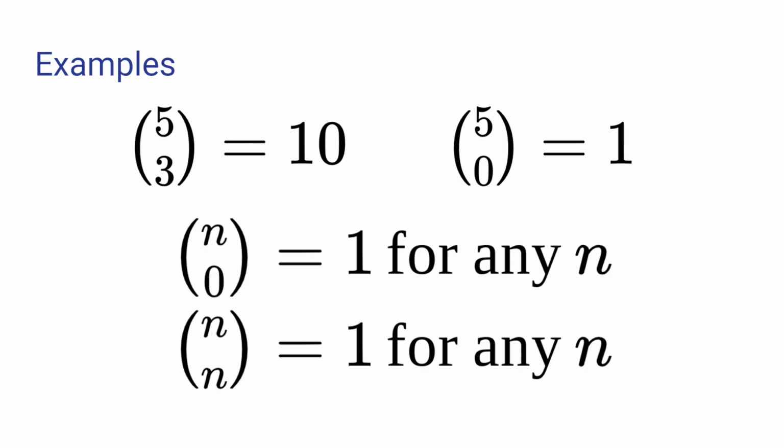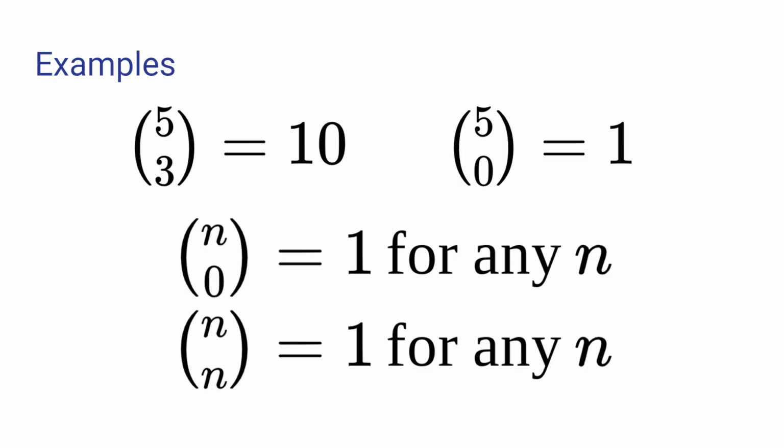We also know from previous work that there are some special cases. 5 choose 0 is 1 because there is only one 5-bit string with weight 0, namely the string that is all zeros. And there's only one way to select a 0-element subset from the 5-element set, and that's to pick the empty set. This is true for any value of n. In fact, n choose 0 will always be 1. Likewise, n choose n will always be 1 because there's only one n-bit string with weight n. That is the bit string that's all ones, and only one way to choose a subset of n elements from an n-element set, which is to choose the entire set itself.